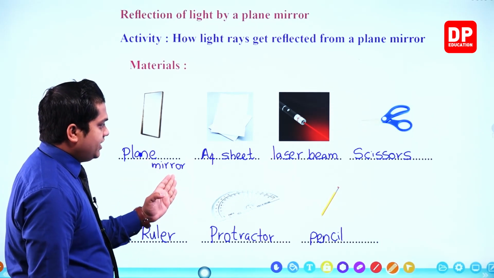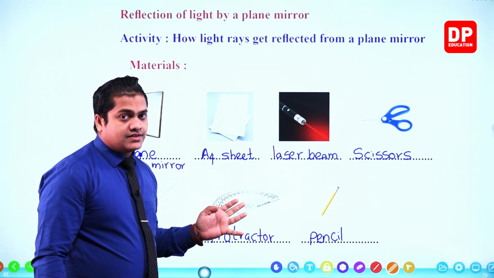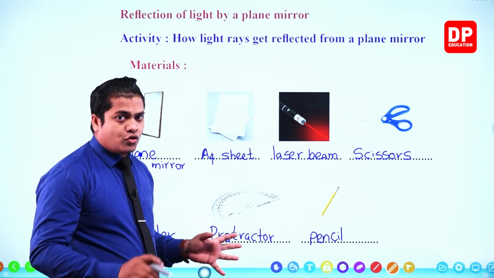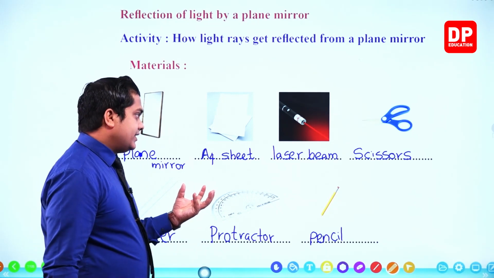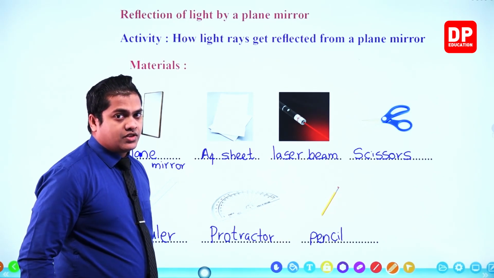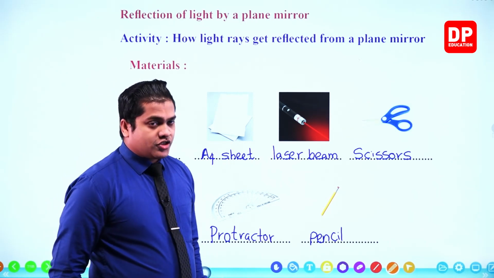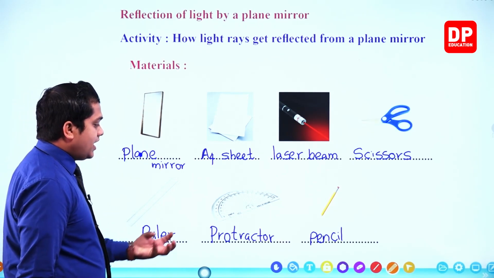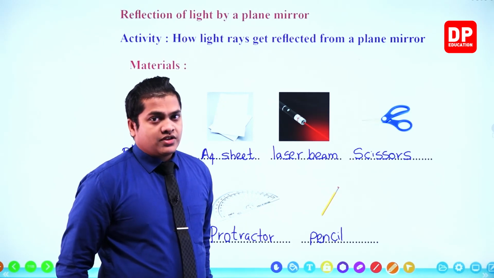A plane mirror, an A4 sheet or else a white colored surface. The surface should be one where we are able to draw by using a pencil and these instruments. That's why I have written A4 sheet here, but you can use any other kind of sheet. Then a laser beam or a laser torch, a pair of scissors, a ruler, a protractor and a pencil. So these are the materials that you need to carry out this experiment.